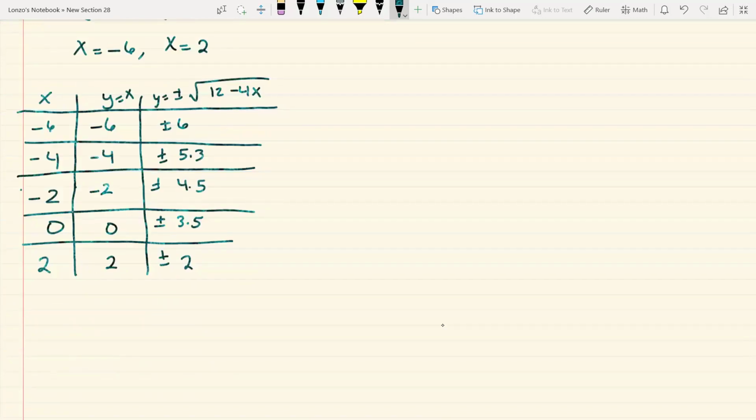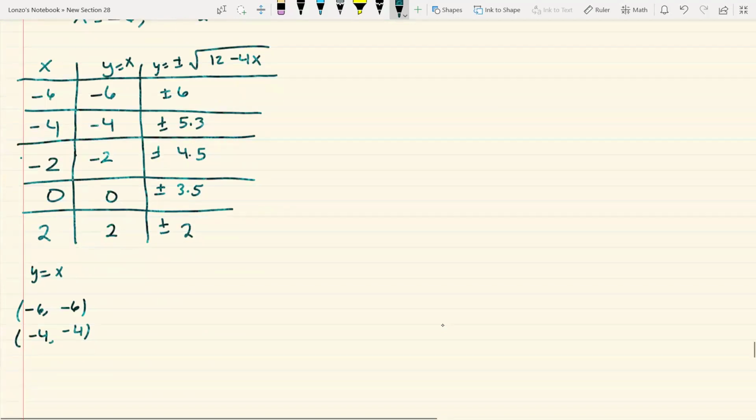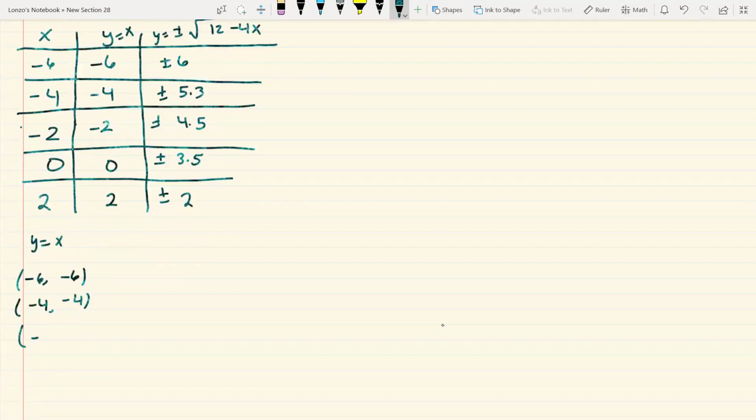Okay, so if you look at our functions, the function y equals x, we have the coordinates negative 6, negative 6; negative 4, negative 4; negative 2, negative 2; 0, 0; 2, 2. And then the other one is y equals plus or minus the square root of 12 minus 4x.